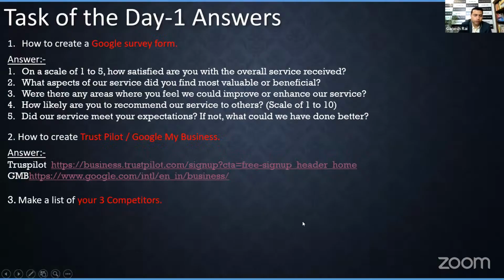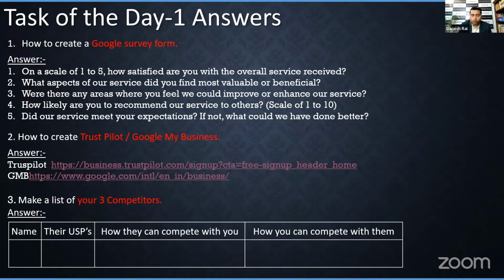Okay. So this was the assignment of day 2. Quickly, I will show you assignment number 3. 3 competitors I also mentioned. So if you have done, great. If you have not done, please make sure you have these competitor details in this format: name, what are their USPs, how they can compete with you, and how you can compete with them. Okay. So all these things you need to create.